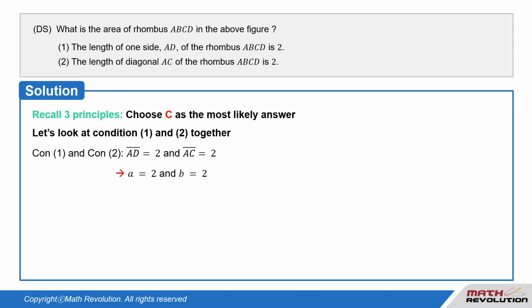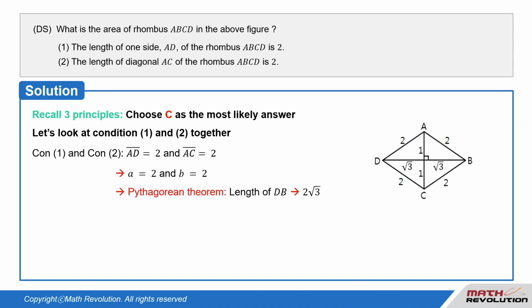Condition 1 and condition 2 tell us that line segment AD equals 2, and line segment AC equals 2. These values correspond with our variables A and B, that is, A equals 2 and B equals 2. With this information, we can figure out the area of the rhombus. By using the Pythagorean theorem, we can figure out the length of DB, which is 2 times the square root of 3, as shown in the figure above.